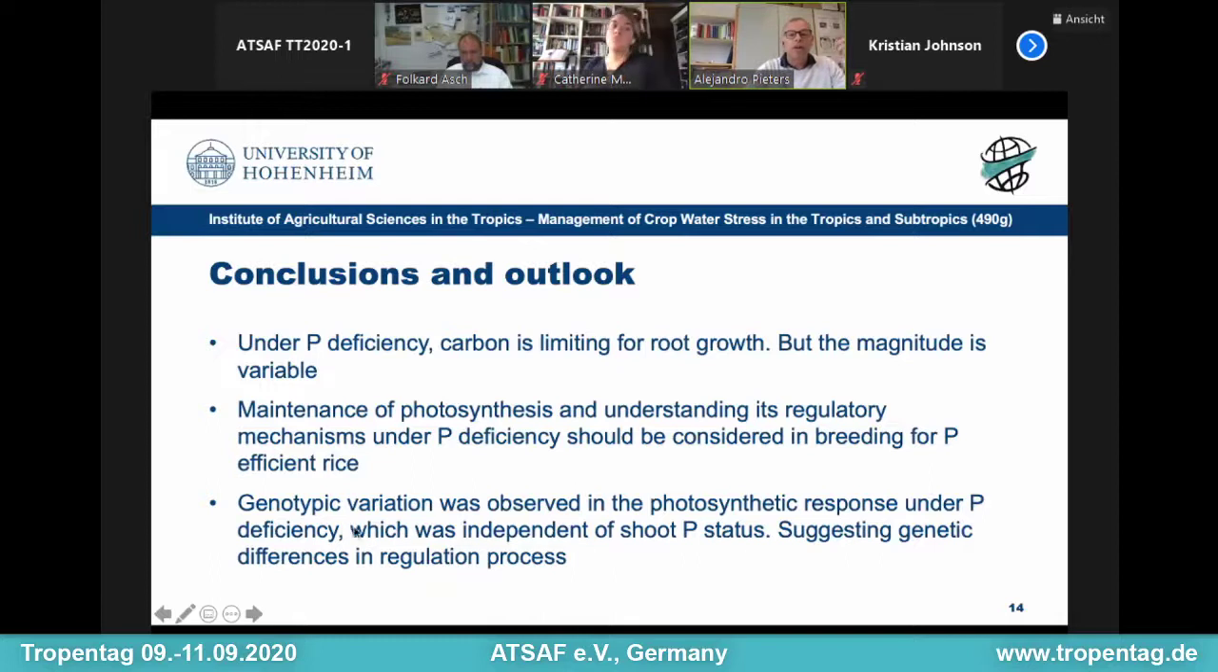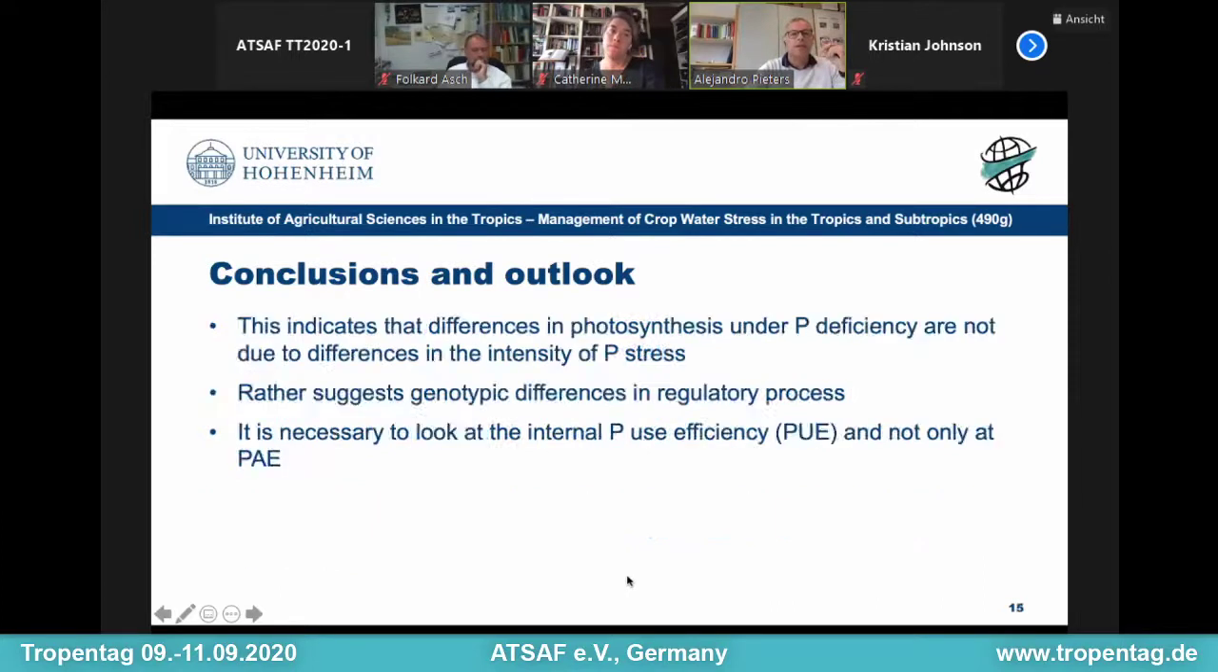On the other hand, we've got that genotypic variation was observed in photosynthetic response on the phosphorus deficiency, which was independent of shoot phosphorus status. If you remember, the phosphorus concentration in the shoots on the low phosphate was low compared to high phosphate, but there was no difference between varieties, whereas the photosynthetic response was dependent on the variety on the low phosphate. So that's suggesting genetic differences in the regulatory process of photosynthesis on the phosphate deficiency.